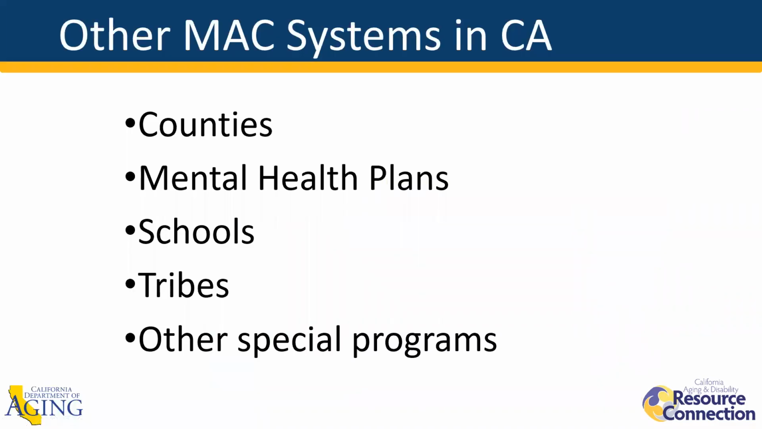So first of all, Medicaid administrative claiming is not anything new, even though the MAC process for ADRCs will be new. Just know that DHCS has implemented MAC for a few other programs already. So for counties, mental health plans, schools, tribes, and some other programs, they all have processes in place to claim FFP for conducting administrative activities already.